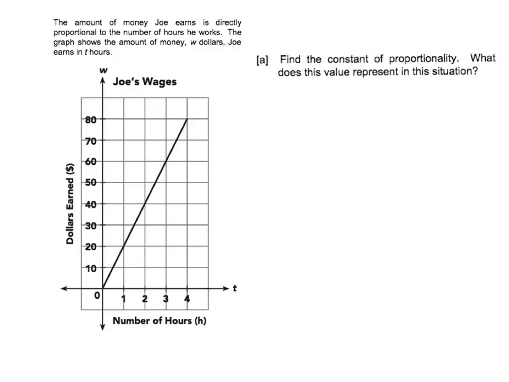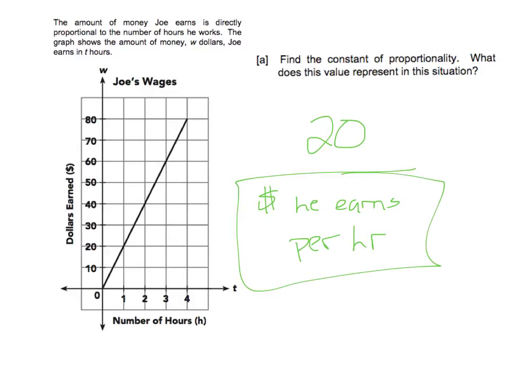So let's look, if he works for 1 hour, located right here in the graph, we go up, we hit the line, and we look over, and we hit 20. So your constant of proportionality is going to be 20, and this represents the money he earns per hour. Because remember, the constant of proportionality is a unit rate. It's a rate.